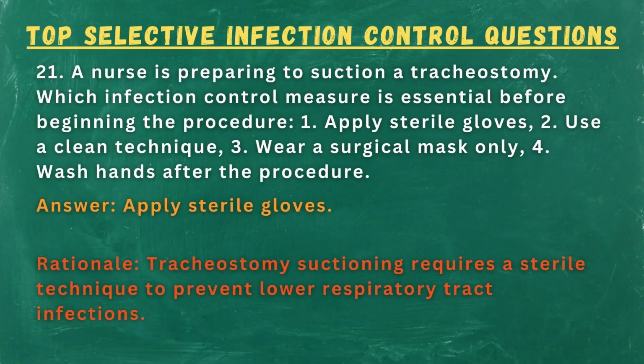21. A nurse is preparing to suction a tracheostomy. Which infection control measure is essential before beginning the procedure? 1. Apply sterile gloves. 2. Use a clean technique. 3. Wear a surgical mask only. 4. Wash hands after the procedure. Answer: apply sterile gloves. Rationale: tracheostomy suctioning requires a sterile technique to prevent lower respiratory tract infections.